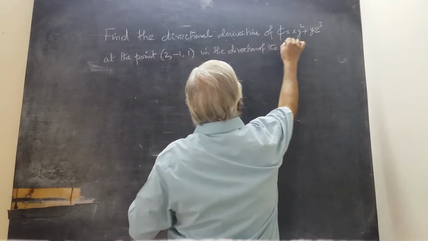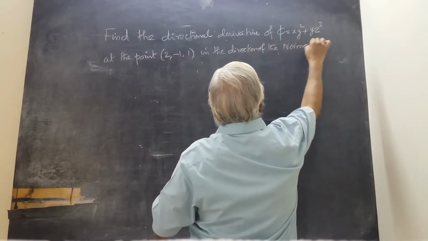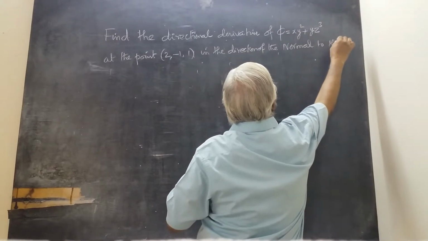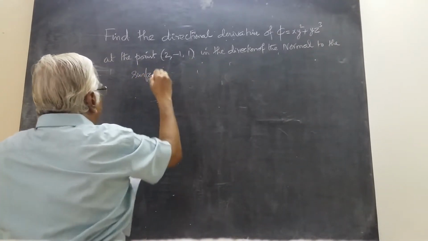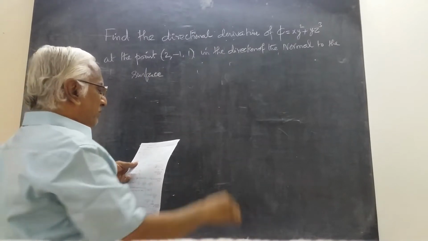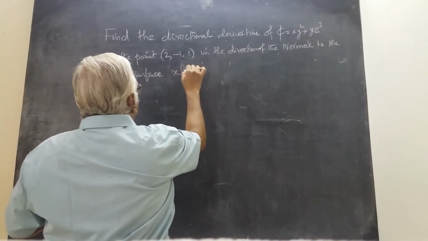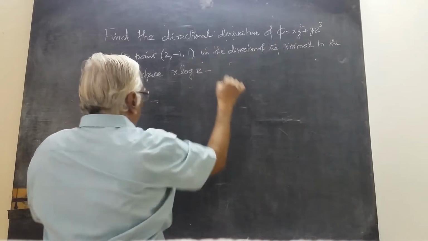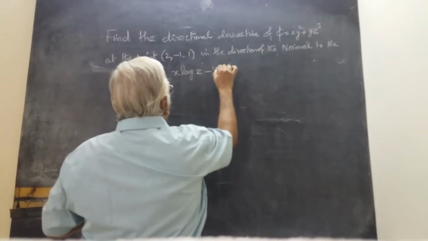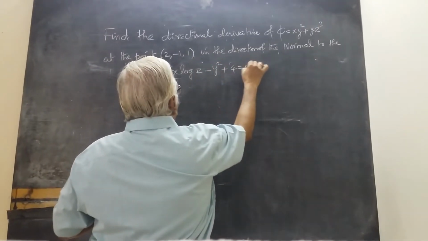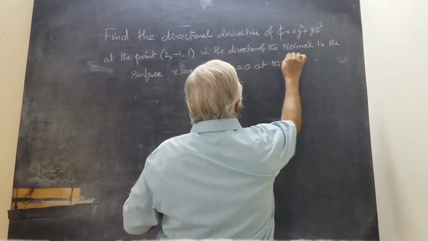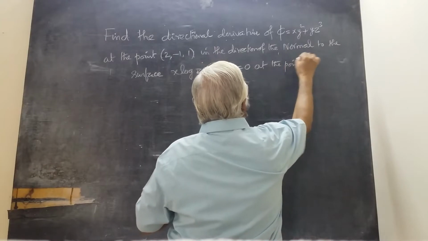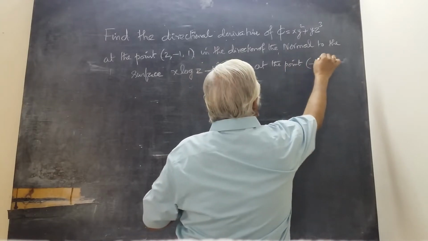of the normal to the surface x log z minus y square plus 4 equal to 0 at the point (-1, 2, 1).